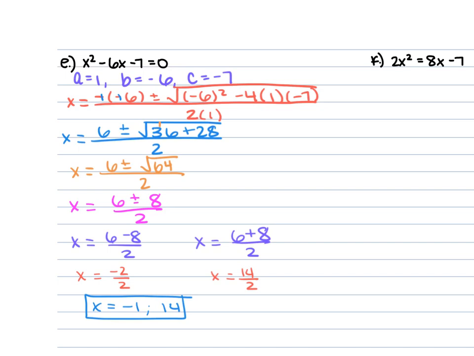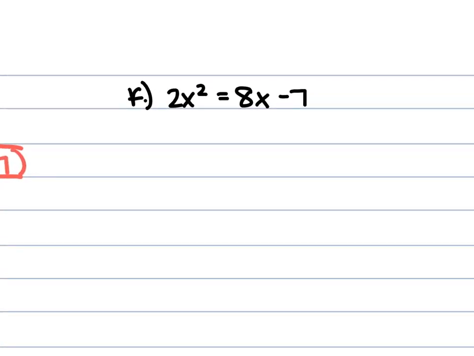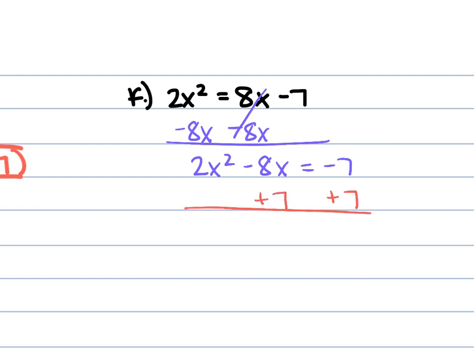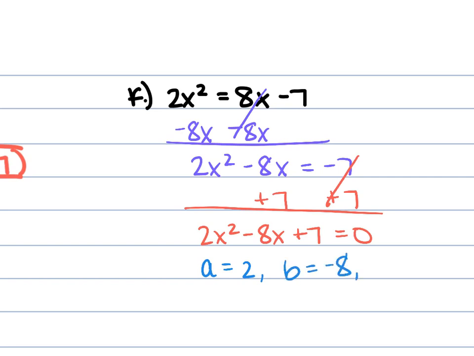For f, we have 2x squared is equal to 8x minus 7. So I'm going to subtract the 8x from both sides. I'm going to get 2x squared minus 8x is equal to negative 7. Then I'm going to add the 7 to both sides to give myself 2x squared minus 8x plus 7 is equal to 0. My a is 2, my b is negative 8, and my c is 7.